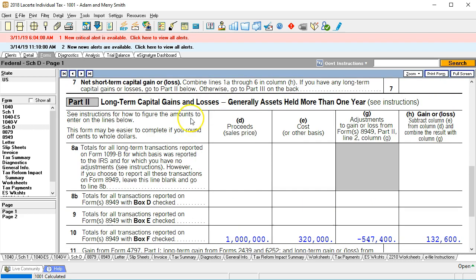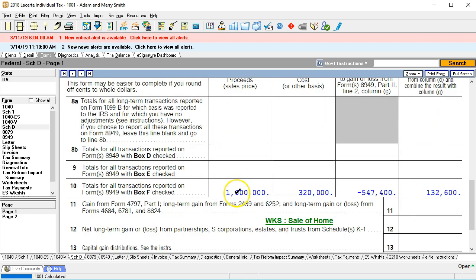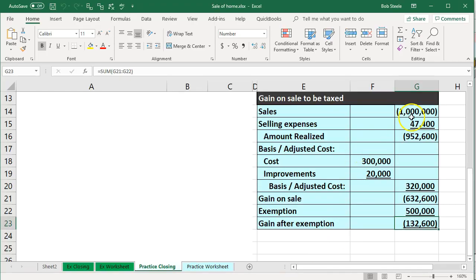So Schedule D down here, we're in Part 2, long-term capital gains and losses. Sales price, in our example, we took this basic calculation. The sales price minus the selling costs gives the amount realized after the cost, and then the basis calculation here gives us our gain, $632,600. Then we had the exemption of $500,000, giving us the gain that could be taxable.